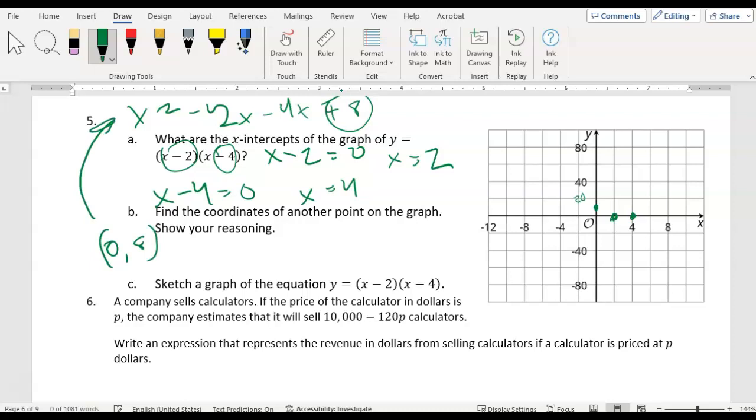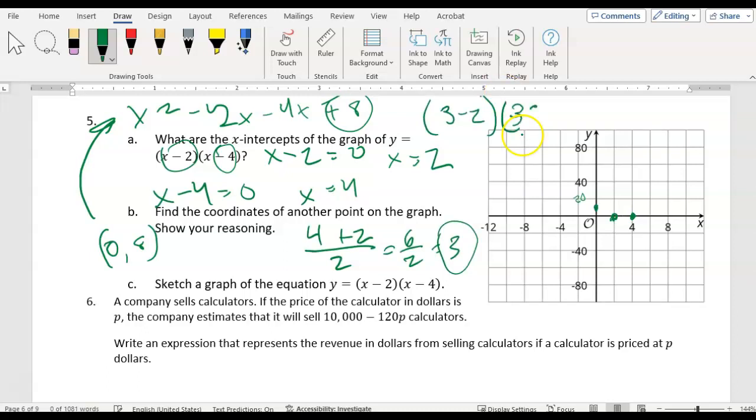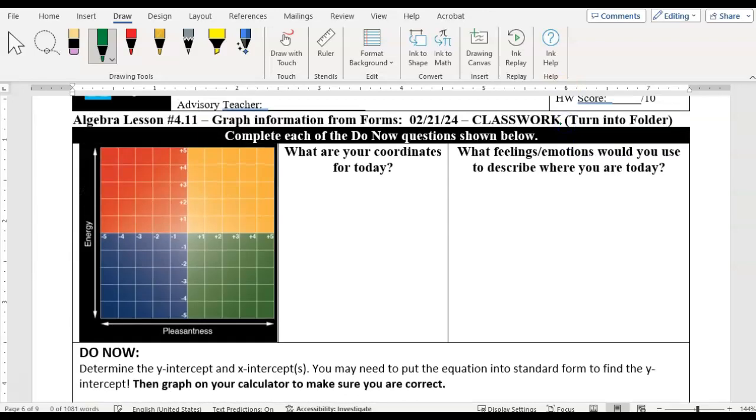and you can show your reasoning using the standard formula that gives you the y-intercept. We can also look at our midpoint of our x-intercepts. It should be 3, so that would be in between. And then we need to plug that back in to find the rest of the vertex. So you would do 3 minus 2 times 3 minus 4.